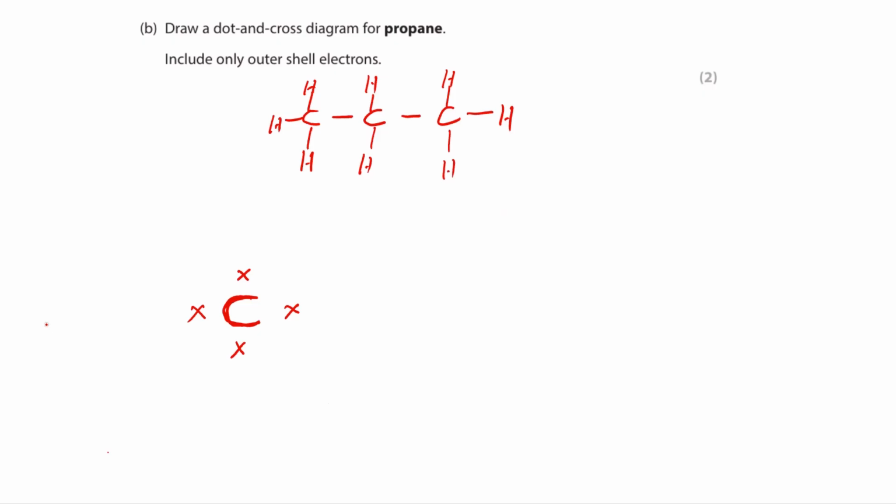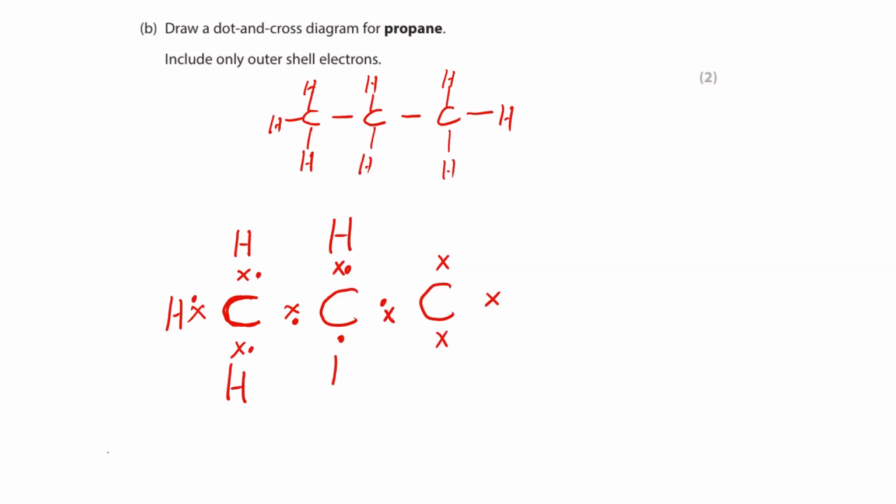So what I'm going to do is, I'm going to draw the hydrogen. Since this carbon is crosses, hydrogen will be dots. And the next carbon atom will be a dot. And the next carbon atom will be crosses. So hydrogen joining with the middle carbon atom will be crosses. Hydrogen joining this corner carbon atom will be dots.